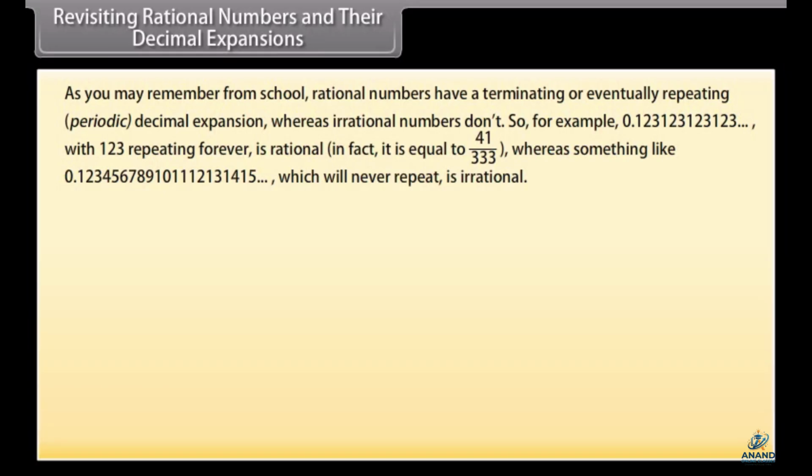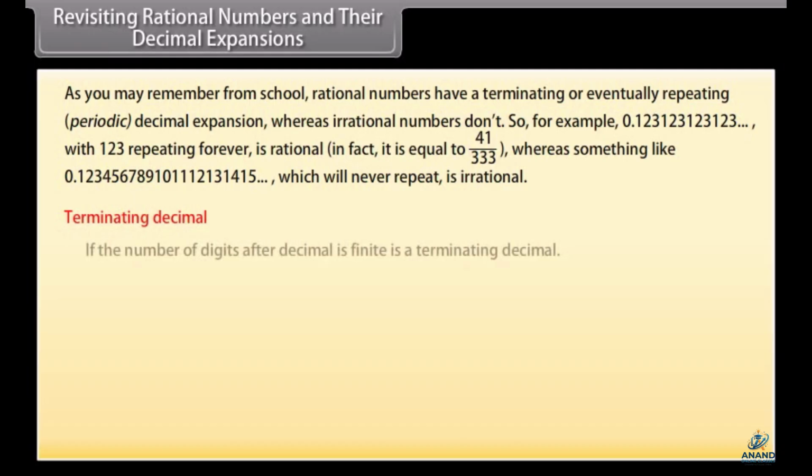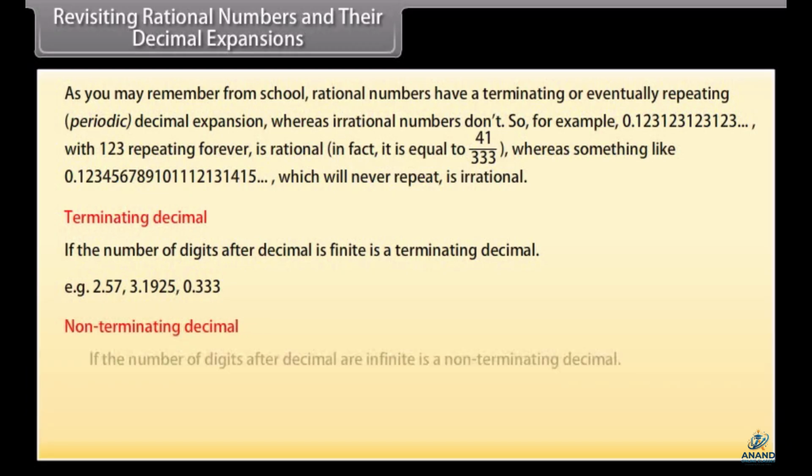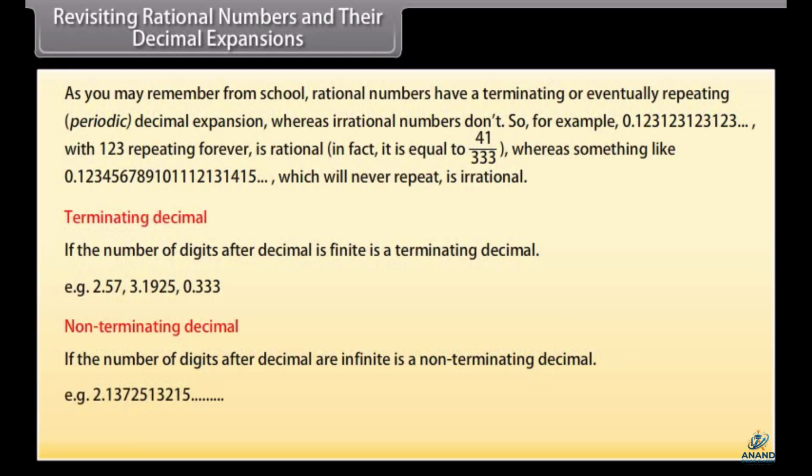Whereas something like 0.123456789101112131415 and so on, which will never repeat, is irrational. Terminating decimal: if the number of digits after the decimal is finite, it is a terminating decimal. Example, 2.57, 3.1925. Non-terminating decimal: 0.333... If the number of digits after the decimal is infinite, then it is a non-terminating decimal.